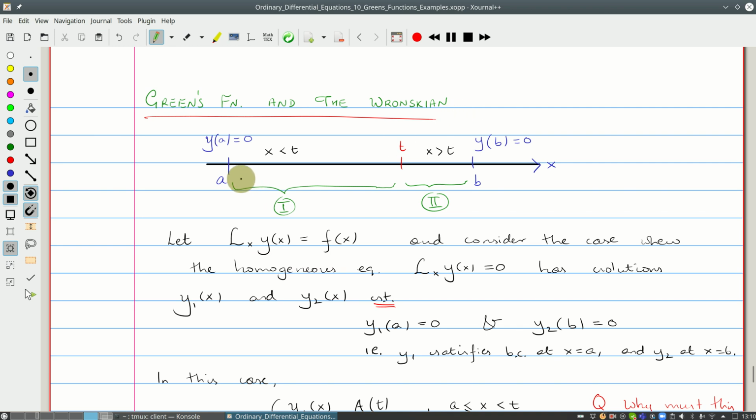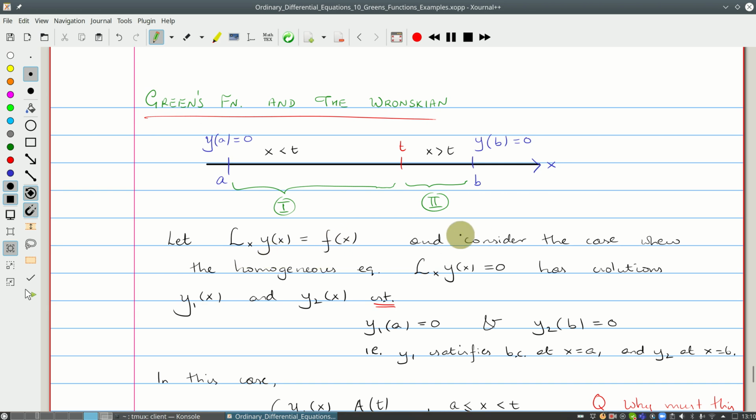Now, let's have a look at our range of integration from a to b, and we have a boundary condition at a and a boundary condition at b. This is not an initial value condition, this is the homogeneous condition where we have a condition on a and b. I've chosen them to be y of a is 0 and y of b is 0. Now, we have our linear operator L operates on y to give you f.